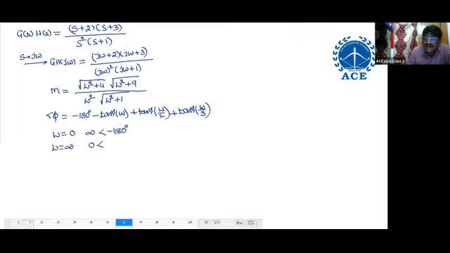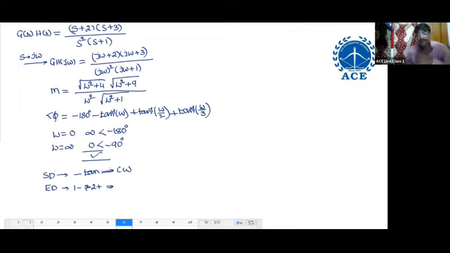Minus 180 plus 270 gives minus 90. Satisfied our condition. Next, starting direction: negative tan, clockwise. Ending direction: 1 negative and 2 positive, that means anti-clockwise.